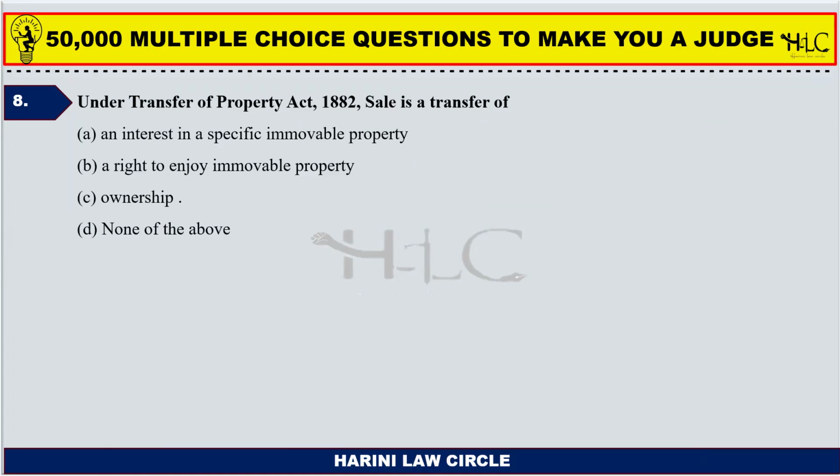Moving ahead to the next question, question number 8. Under the Transfer of Property Act 1882, sale is a transfer of. So when you sell some property to another person, which kind of transfer is it? Is it a transfer of an interest in a specific immovable property? Or is it a transfer of a right to enjoy the immovable property? Or is it the ownership which is transferred? Or none of the above? Or is it something different?